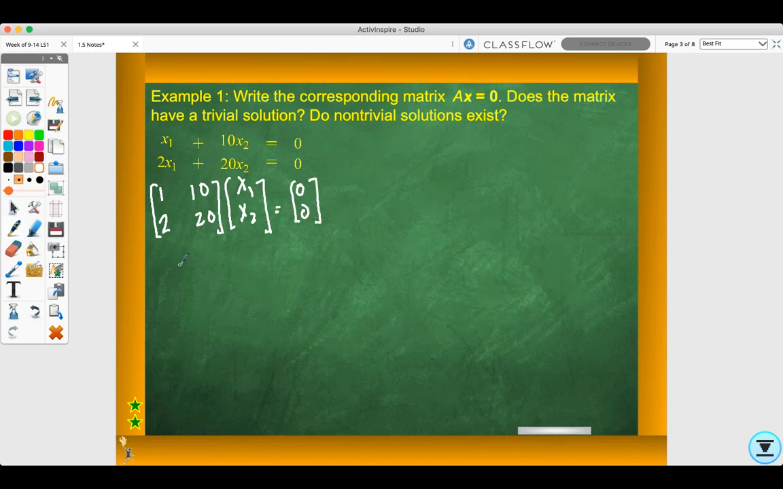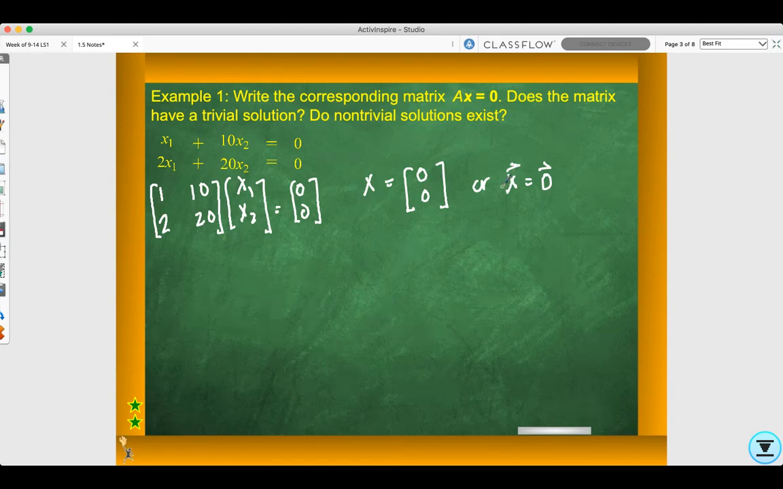So here, x equals 0, or we know that our x is the 0 vector. This means this is our trivial solution here. So the homogeneous solution AX equals 0 always has the trivial solution x equals 0.